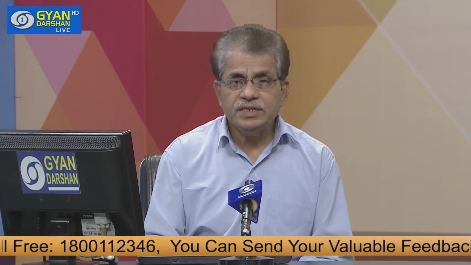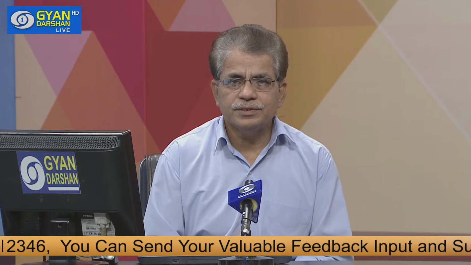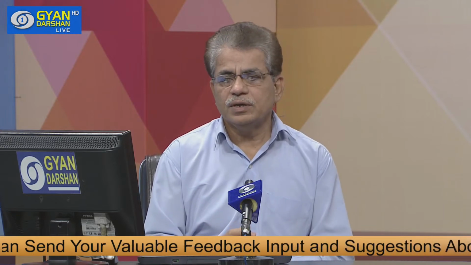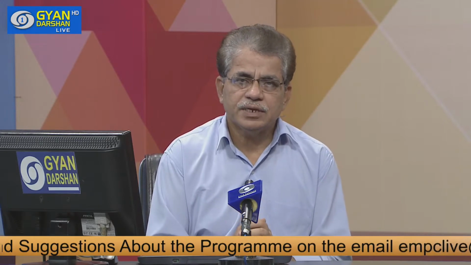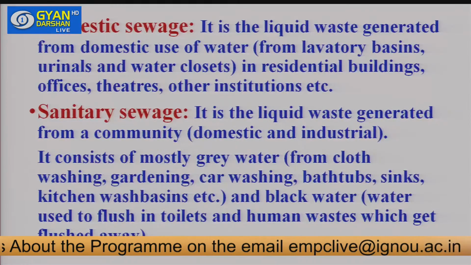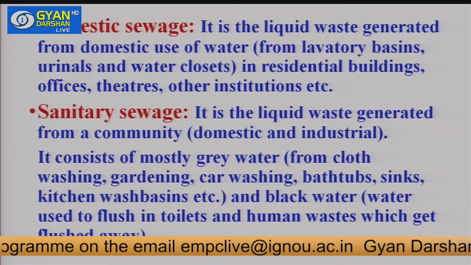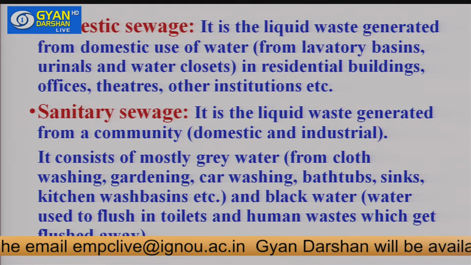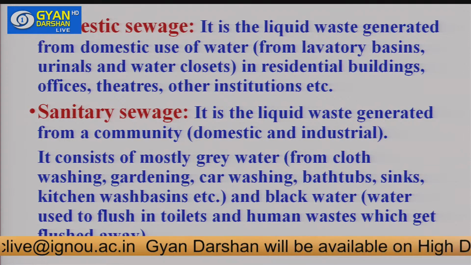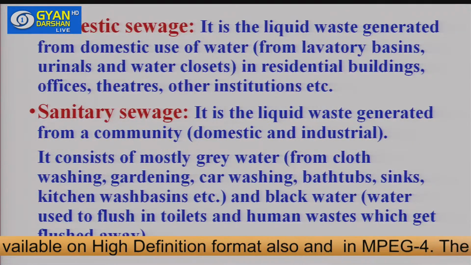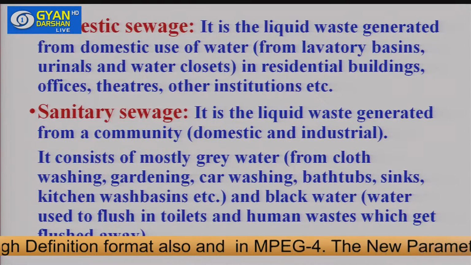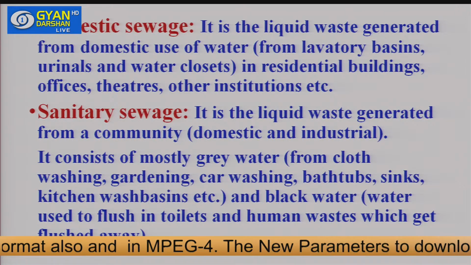Along with these three terms, there are a few more terms. The fourth term is domestic sewage. Sewage may be of three types basically: domestic sewage, sanitary sewage, or industrial sewage, depending upon the source of generation. So if we talk about domestic sewage, then it is the liquid waste or wastewater which is generated from the domestic use of water.